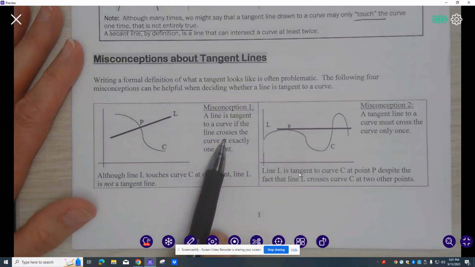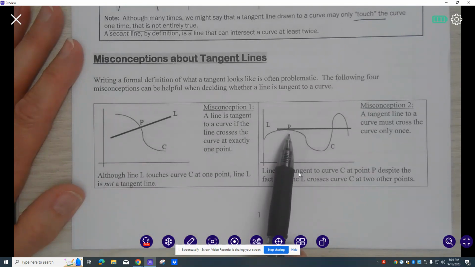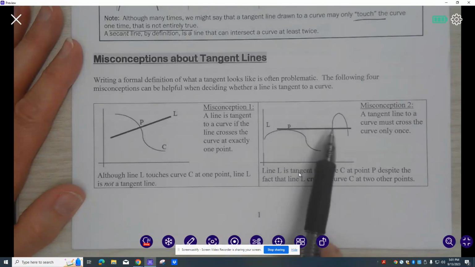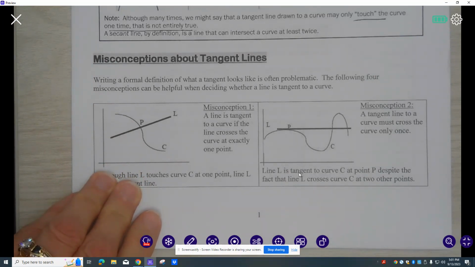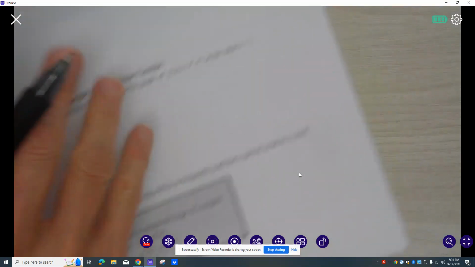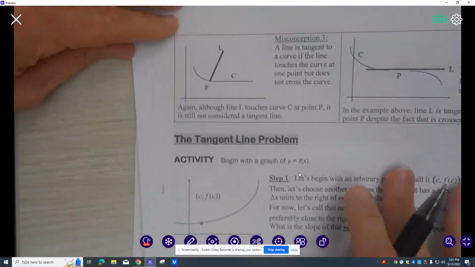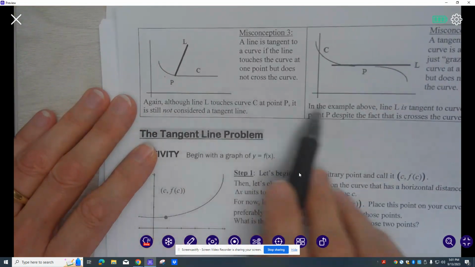So here's some more. This crosses a line at a single point. That is not a tangent line. It is tangent here. It crosses over here. That's okay. We can still say this is a tangent line at point P. This touches the curve at a single point, but it's clearly not tangent.